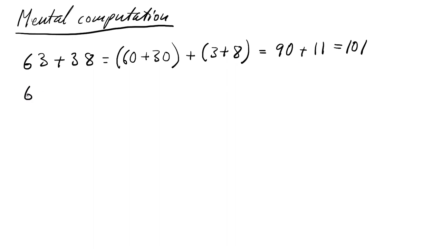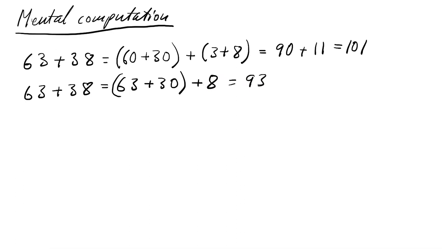Or for example, another technique to do this, you could for example keep the first number intact, then add the tenths of the second number to that, and then after that you add the ones. So this becomes 93. So you keep in your memory 93, and then you add 8 mentally, and that's also 101. So these are quite common strategies to do addition.